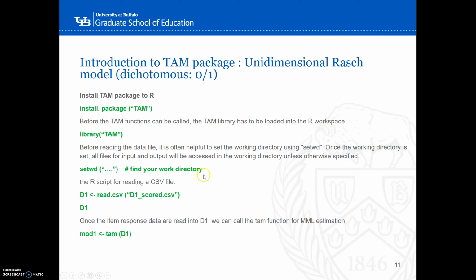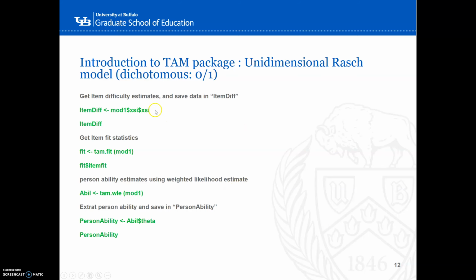And then after setting up the work directory, we can read the CSV file directly using the function read.csv and save it in D1. And then we can do Rasch analysis. We just call the function tam and put the data into parentheses. And next, we can extract important information from the entire results. The first one, we want item difficulty. So here we use the $ sign. We just extract item difficulty.